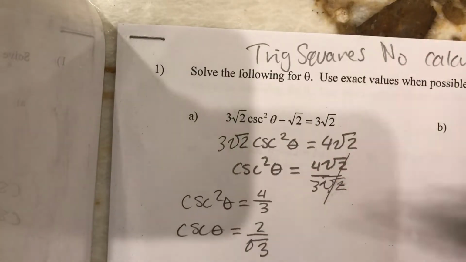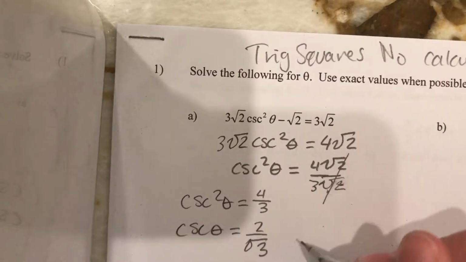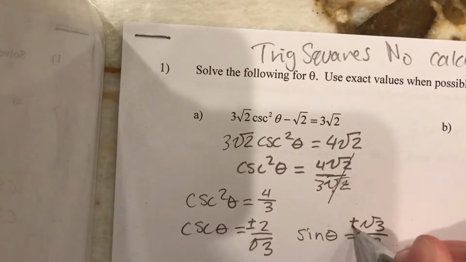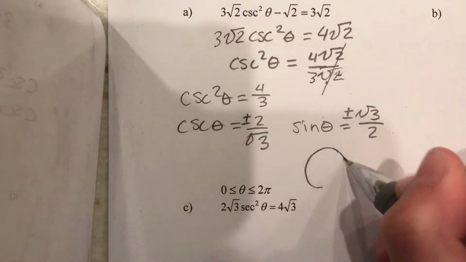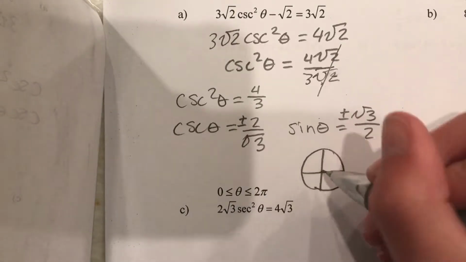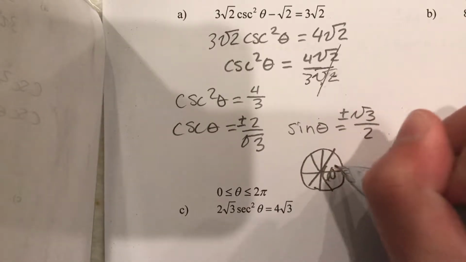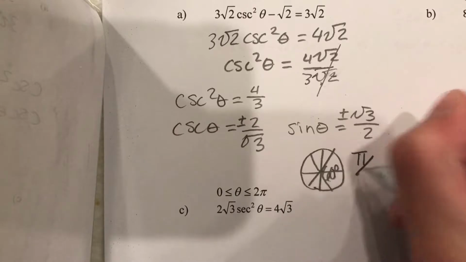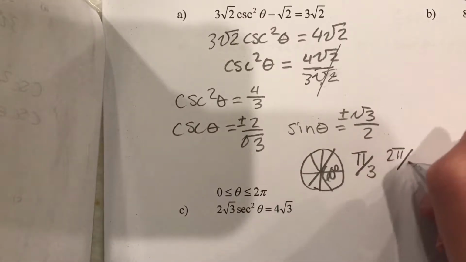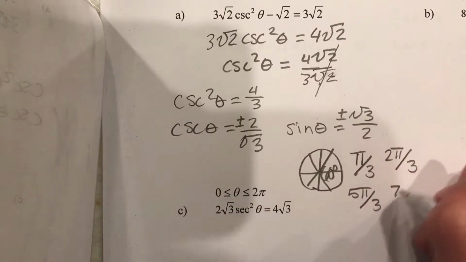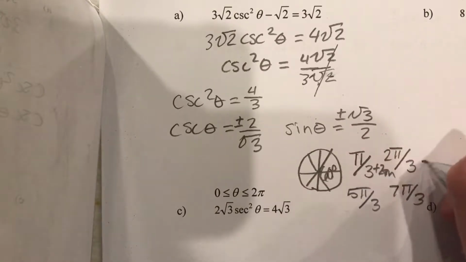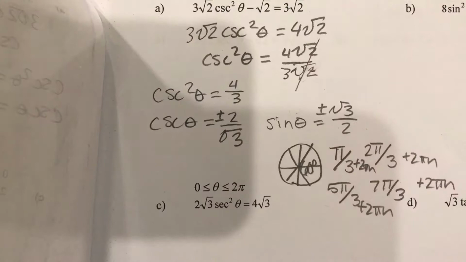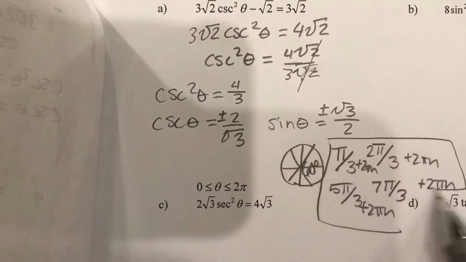And cosecant is 1 over sine, so then sine theta equals root 3 over 2. It's also plus or minus. So then on your circle, you have root 3 over 2, which is 60. So it's a 60-degree angle, which is then pi over 3, 2 pi over 3, 5 pi over 3, 7 pi over 3, all plus 2 pi n. And those are your answers, since there is no domain restriction.